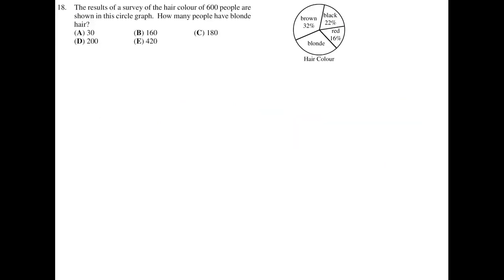The results of a survey of hair color of 600 people are shown in the circle graph. How many people have blonde hair? All right, so the total percentage, of course, will be 100. And to get blonde, we have to subtract the other percentages like that. And that would be 30%.